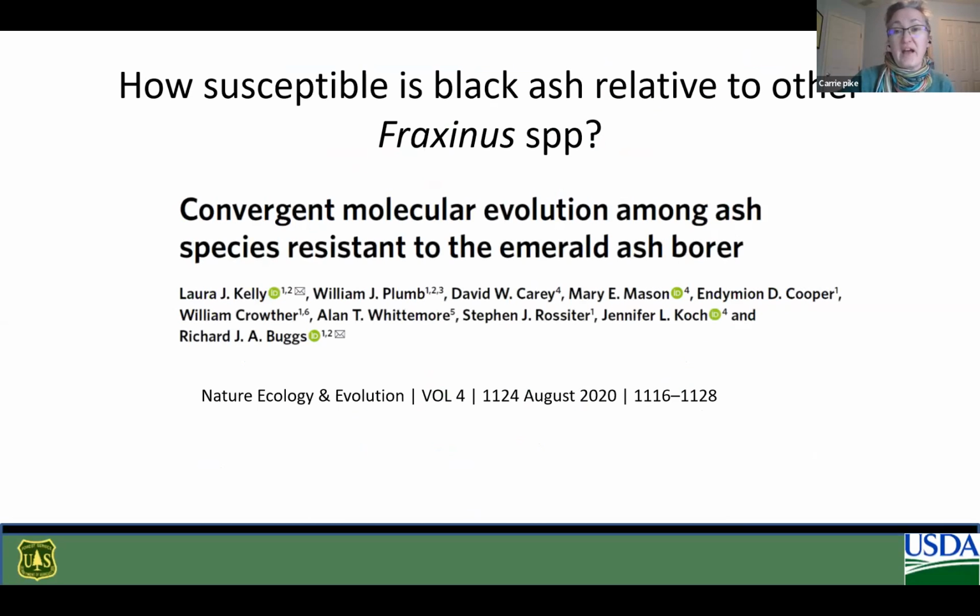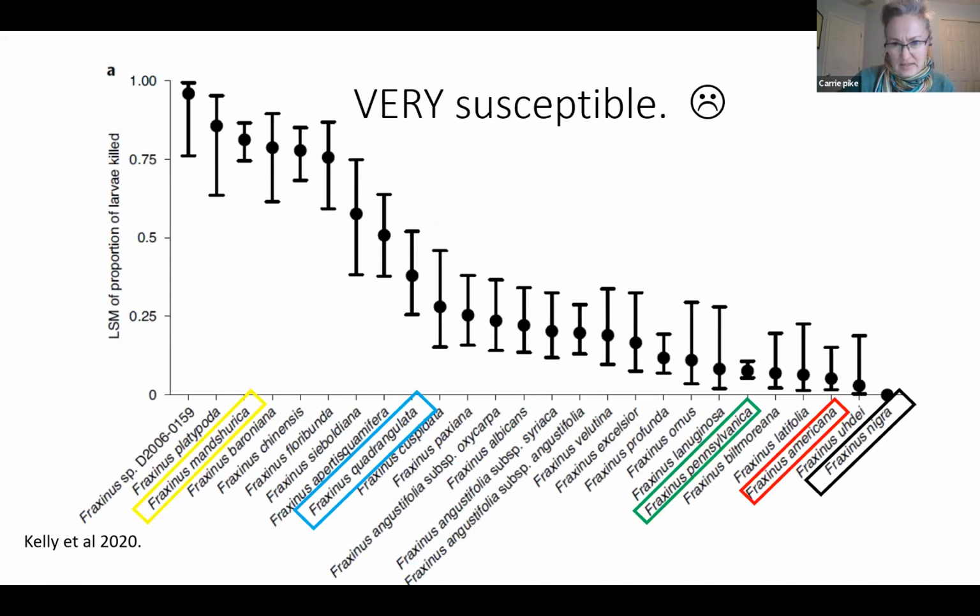So how susceptible is black ash compared to others? I'm going to pull a few figures from a paper that was published in 2020. Jennifer Cook is one of the co-authors on it. Unfortunately, it's very susceptible. Looking at this graph, on the y-axis is the least squares mean of proportion of larvae killed. That means they challenged trees with larvae. Where the larvae die, you would say that's resistance. If the larvae survive, they're susceptible. So 0 means highly susceptible, 1 is highly resistant.